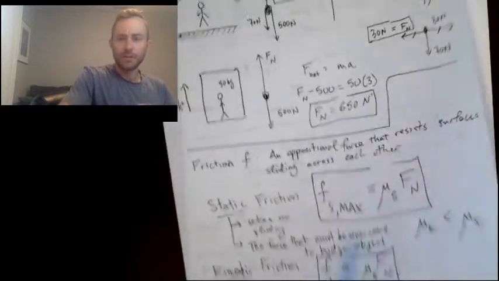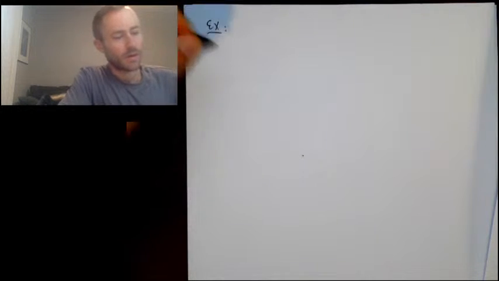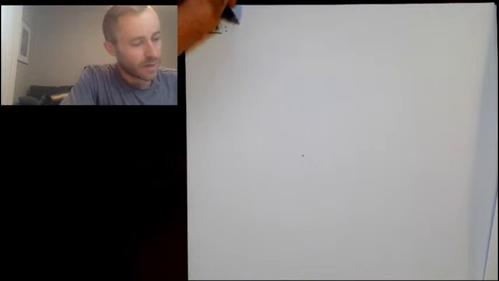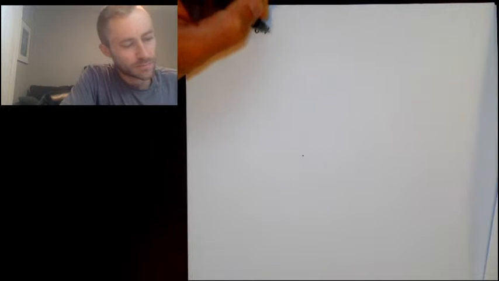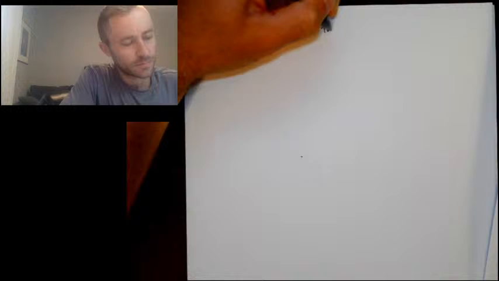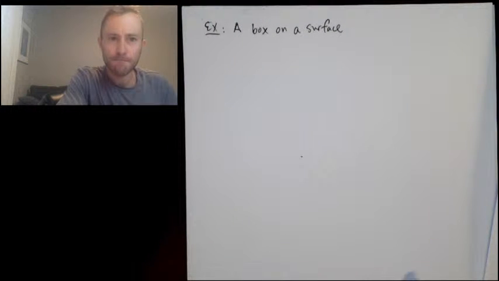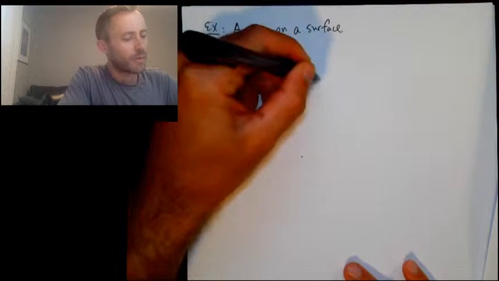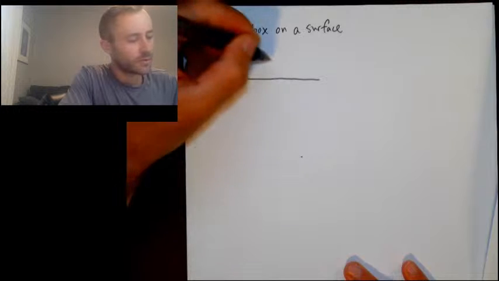All right, so we're going to do some examples with friction. So the example is a box on a surface. So we have a box on a surface. It looks like this.